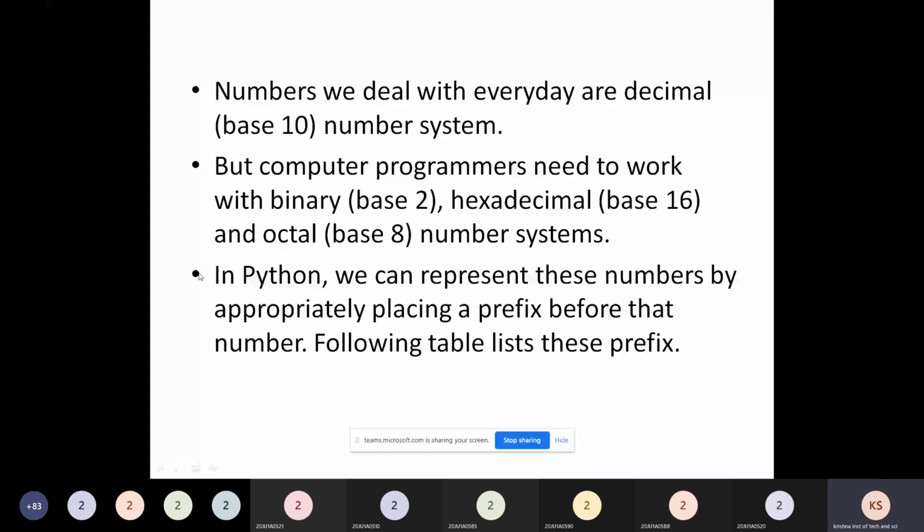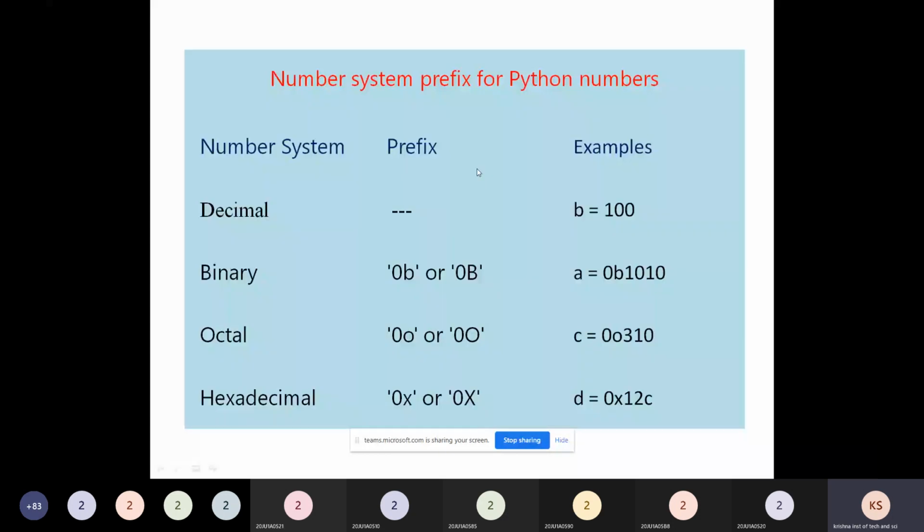And in Python, we can represent these numbers by appropriately placing a prefix. See this example: number system, prefix and example. Here, decimal does not have a prefix. Directly you can assign the values to the variable, so b equal to 100. This is a decimal number. And see the binary. Binary has the prefix 0b or 0 small b.